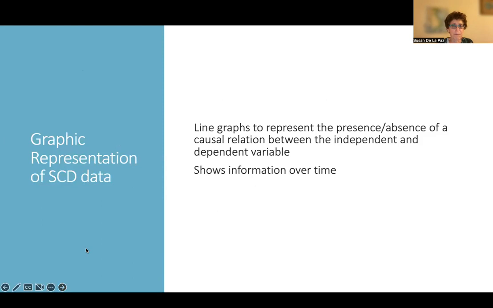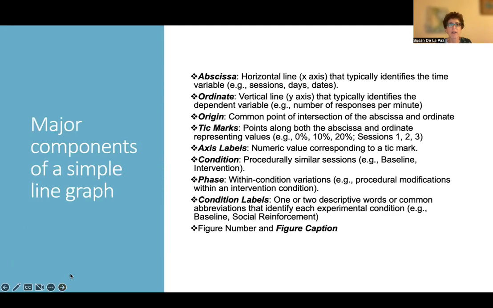Okay, so the chapter has a lot of different graphs, but to really focus on what's relevant, it's really line graphs. Line graphs are really common, and they are used to represent the presence or absence of a causal relation between the independent and dependent variable. And basically, you are graphing data or showing information over time as time goes on. And we've already talked about that.